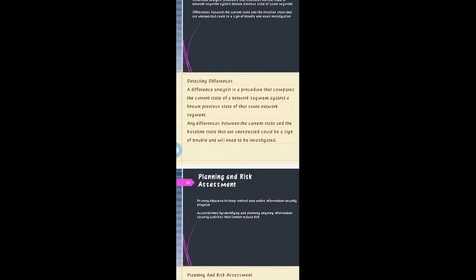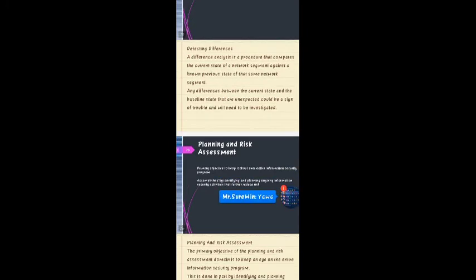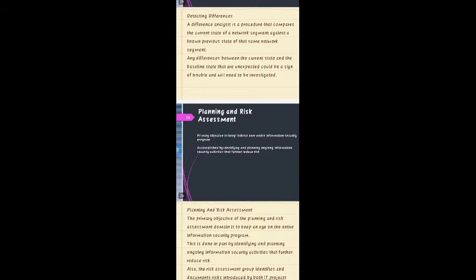Planning and risk assessment. The primary objective is to keep a lookout over the entire information security program, accomplished by identifying and planning ongoing information security activities that further reduce risk.